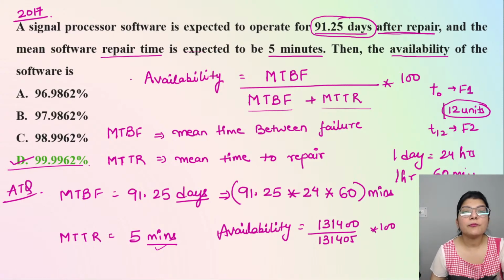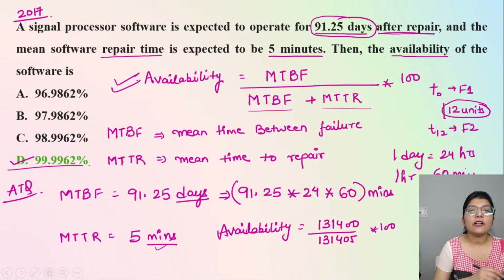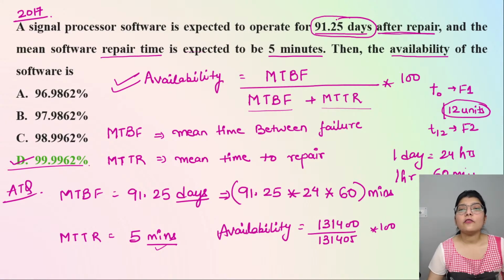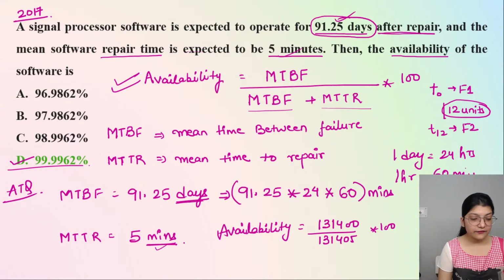Okay, so just remember this formula, that is your availability, and generally they always give these two values, and these are your direct values. All you have to do is just change their unit. Is this question clear, everyone?